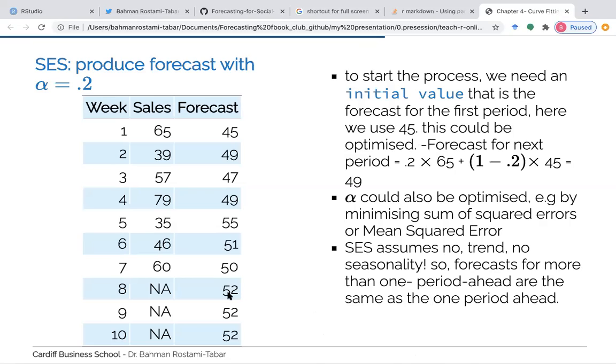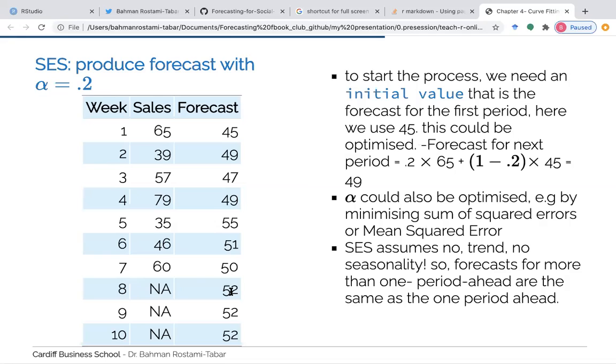But I just repeated the same value from here to here to here. Why? Because this is simple exponential smoothing. It doesn't take into account any trend or seasonality. So if you forecast multiple steps ahead, more than 1 period, then you just have to repeat the latest forecast you generate. Okay, I think that is something you need to remember. This is how simple exponential smoothing works.